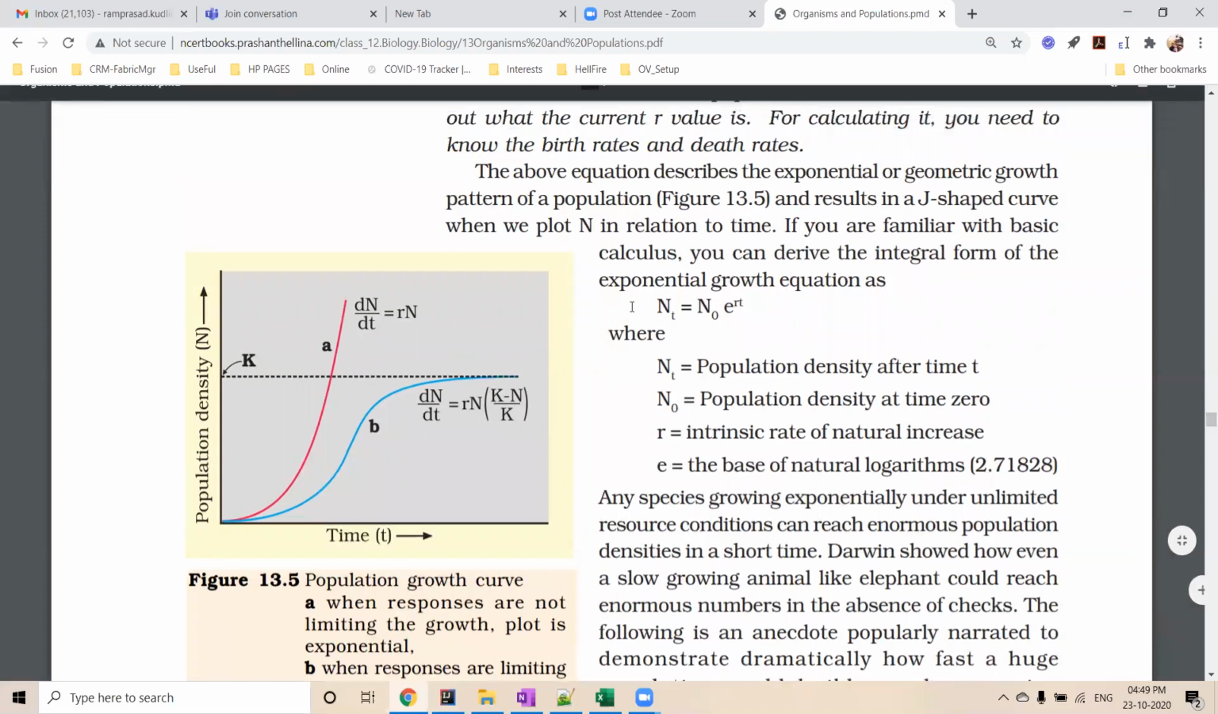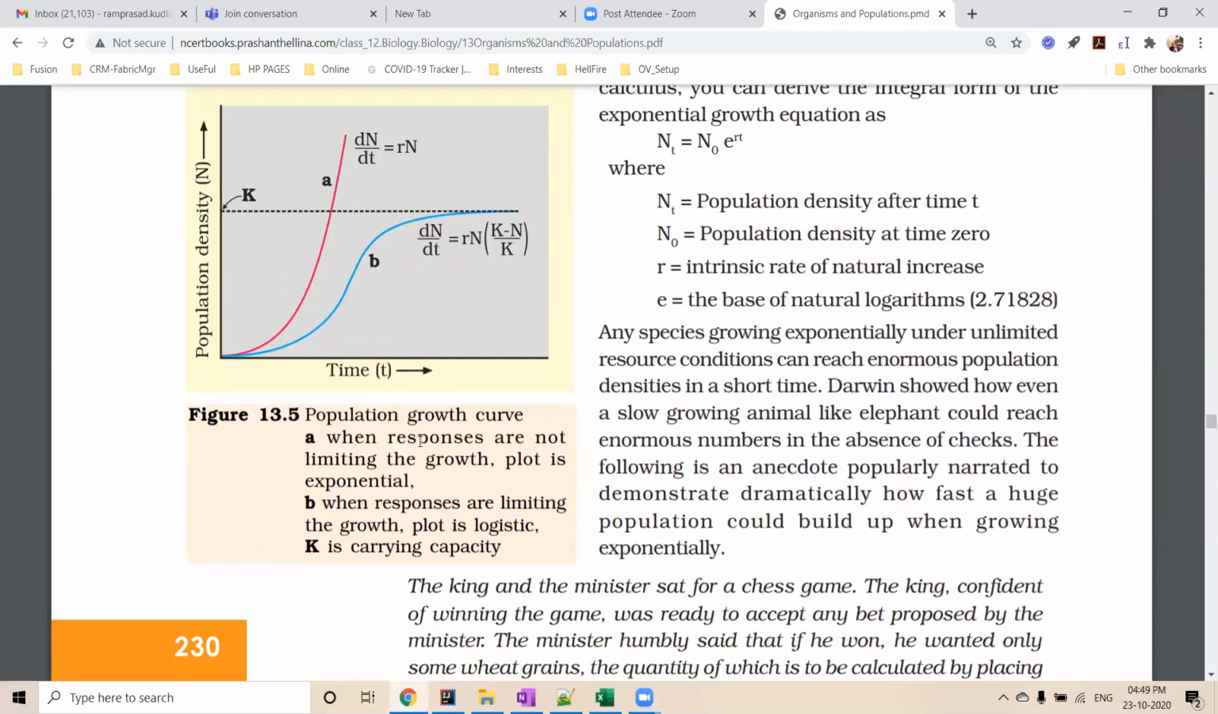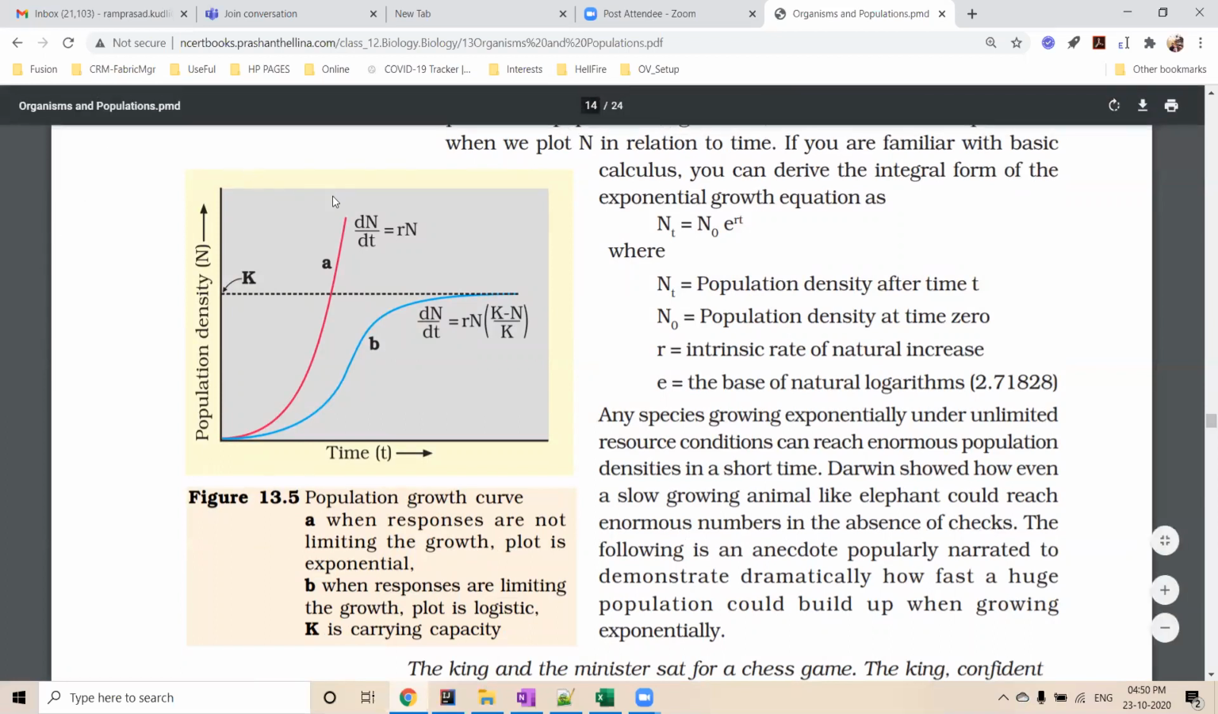And when we integrate the values, when we plot the graph, observe the equation. So the exponential growth equation: here Nt refers to population density after time t. N naught is population density at time 0. And R we already know is the intrinsic rate of natural increase. And e is the base of the natural logarithm. So if we observe this pink colored curve, when resources are not limiting the growth, the plot is exponential. If there is no limiting factor, meaning abundant availability of resources, then obviously organism growth will increase. So then the plot is exponential. It is J shaped.